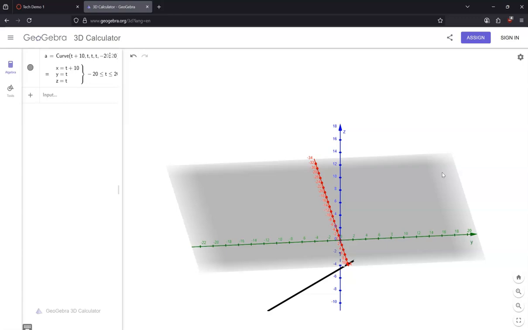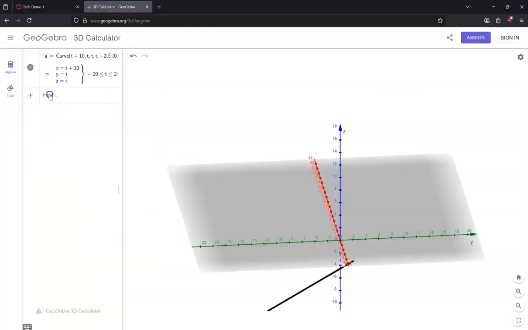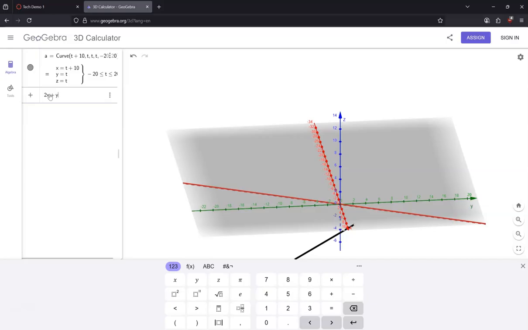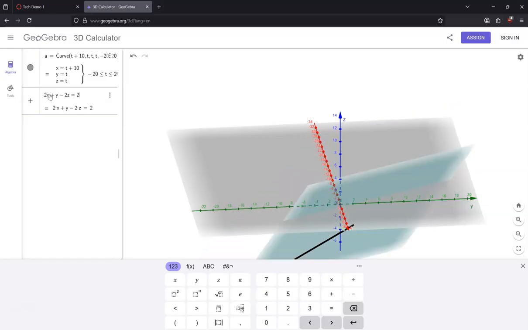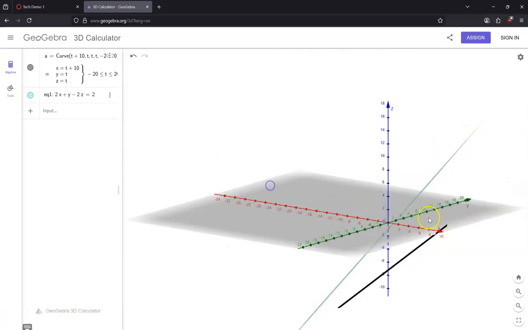at 10. So next thing we need is the plane formula, which is 2x plus y minus 2z is equal to 2. And as you can see, it is shown right here with the slope and the hits at 2, 1, 2.